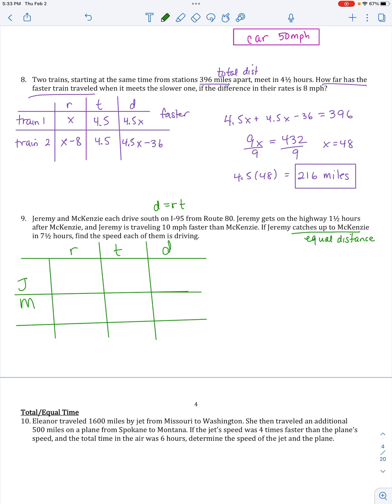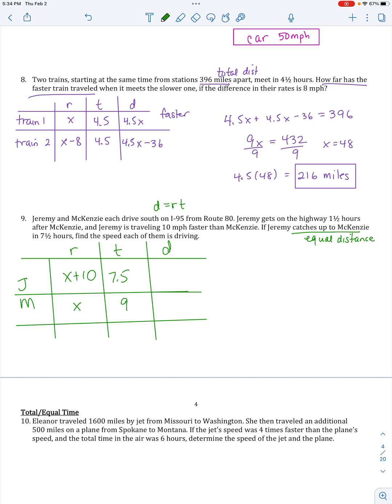So this is about Jeremy and Mackenzie driving on I-95, but Jeremy gets on the highway after Mackenzie, and he's traveling faster, so since he's catching up to her, it's equal distance. So Jeremy went 10 miles an hour faster, so I called his rate X plus 10 and hers X. Jeremy traveled for 7.5 hours when he caught up, but Mackenzie left earlier, so she actually traveled for 9 hours because 7.5 plus 1.5 is 9.